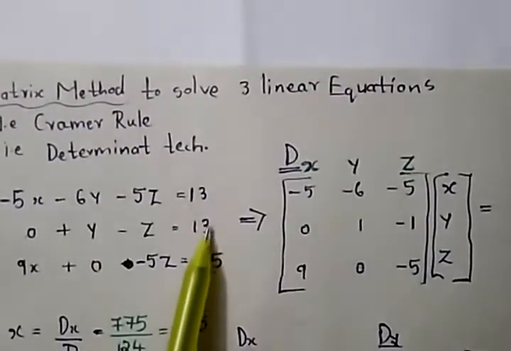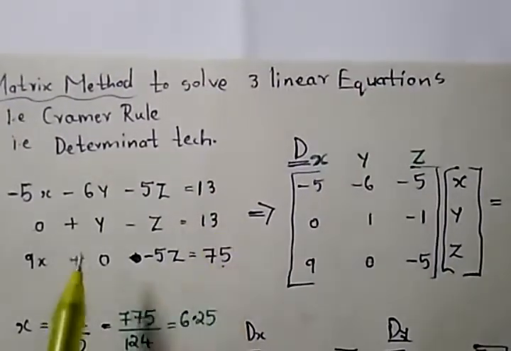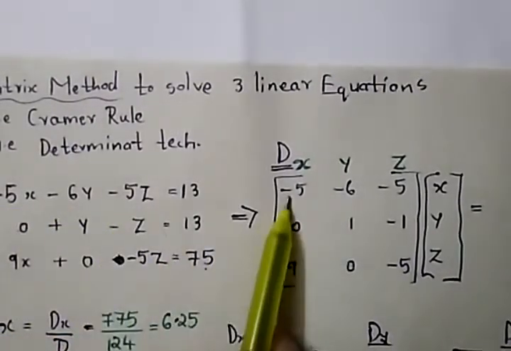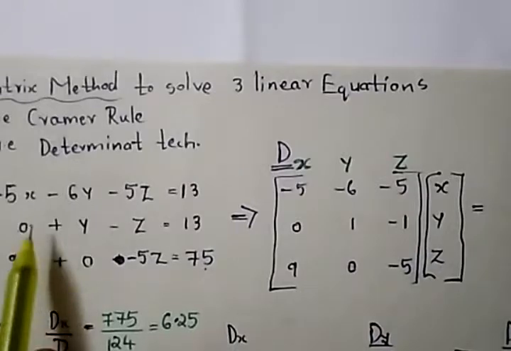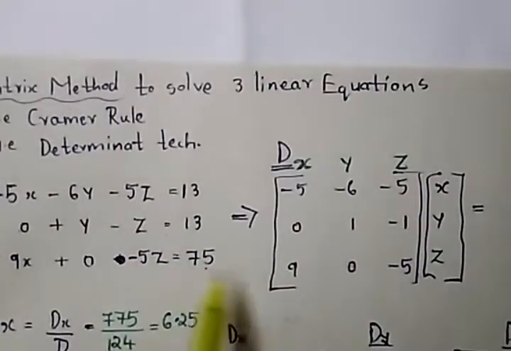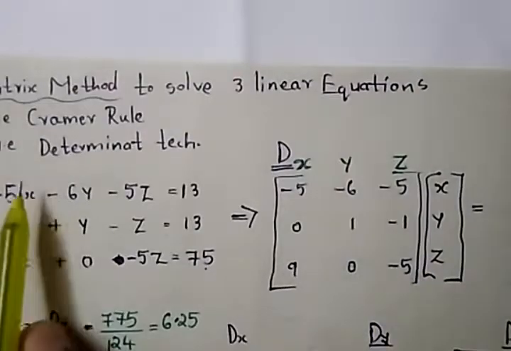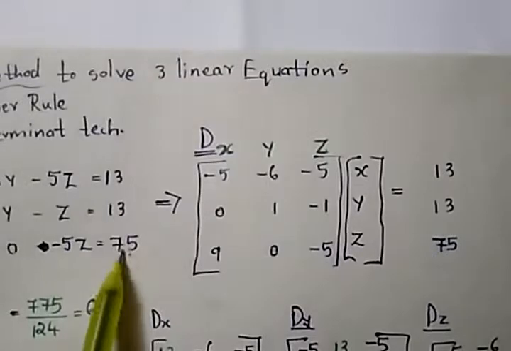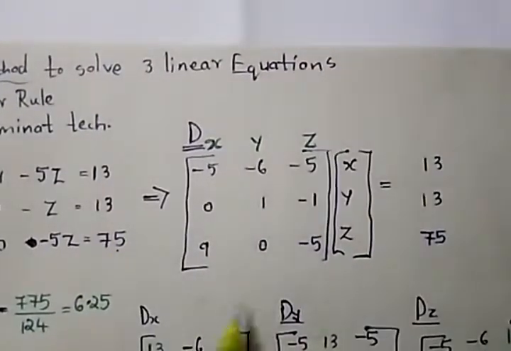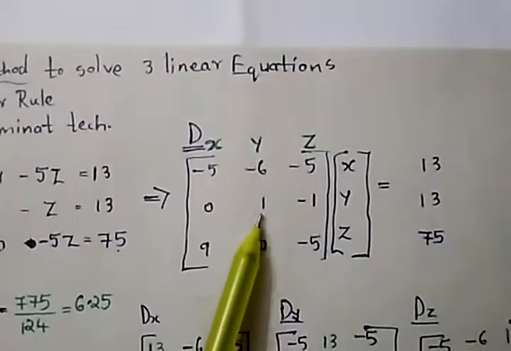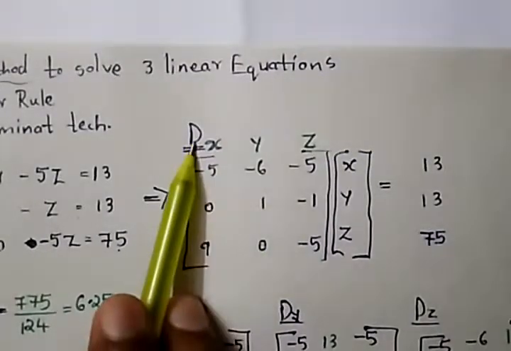So here I have already taken the constants into the right hand side. So let's write minus 5, minus 6, minus 5; 0, 1, minus 1; 9, 0, minus 5; and the unknowns x, y, z. And the RHS is 13, 13, 75. Now we need to find the determinant of this main matrix. Let it be D. Step 1 completes.